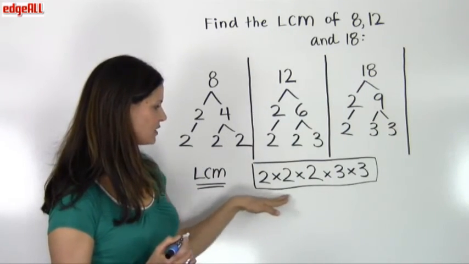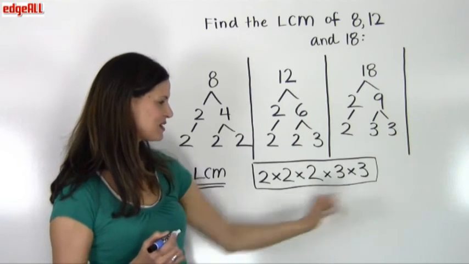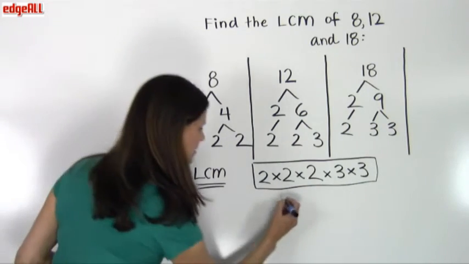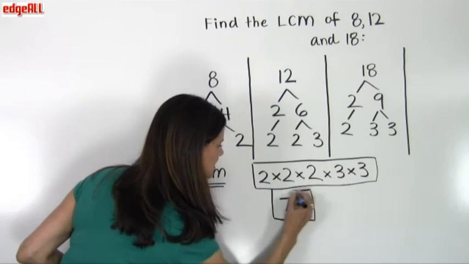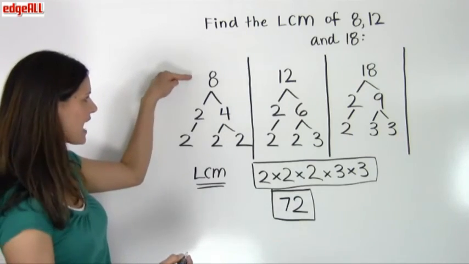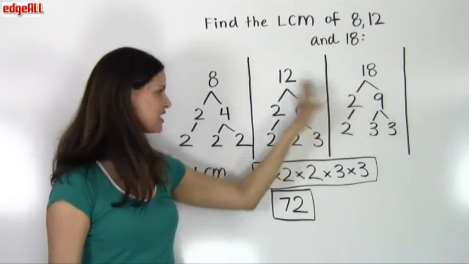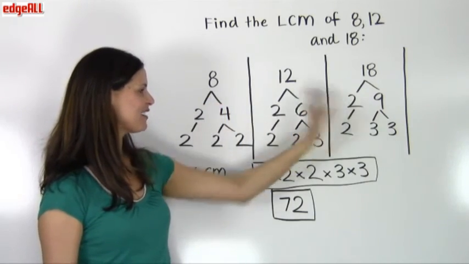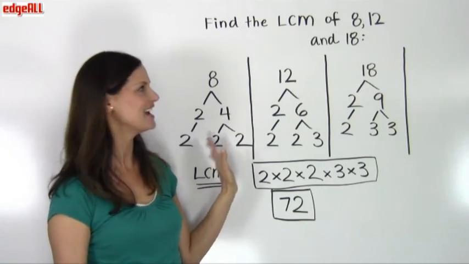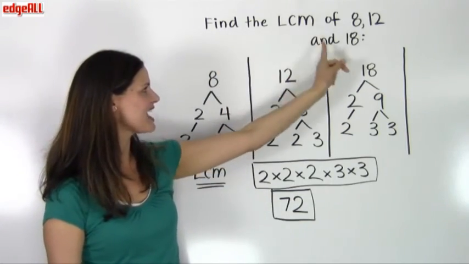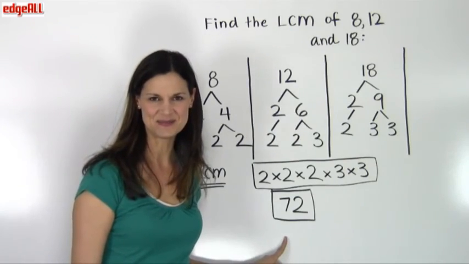And so now we multiply this all together. 2 times 2 times 2 equals 8. 3 times 3 equals 9. 8 times 9 equals 72. And so our least common multiple of 8, 12, and 18, by using the method of prime factorization, is 72.